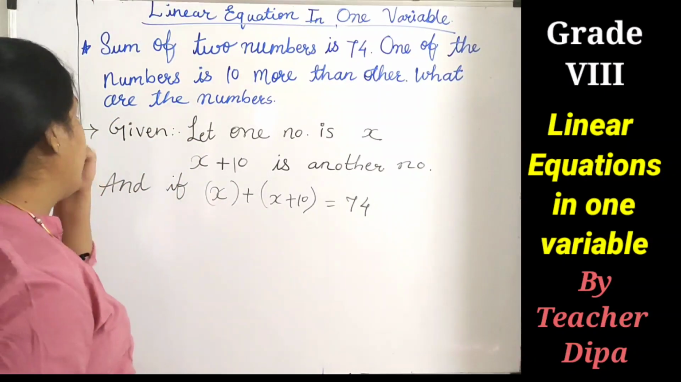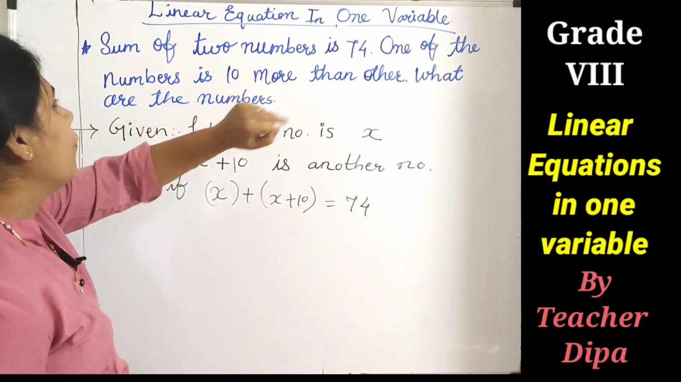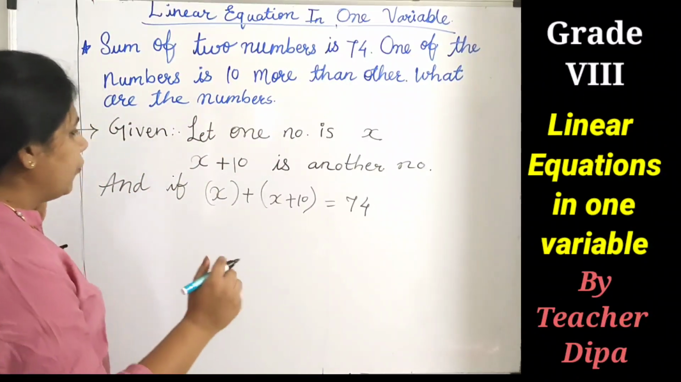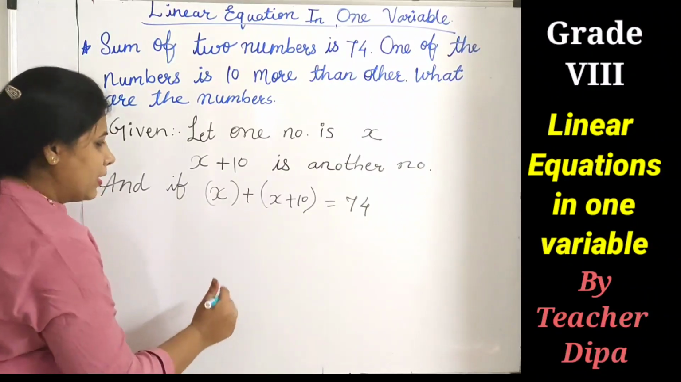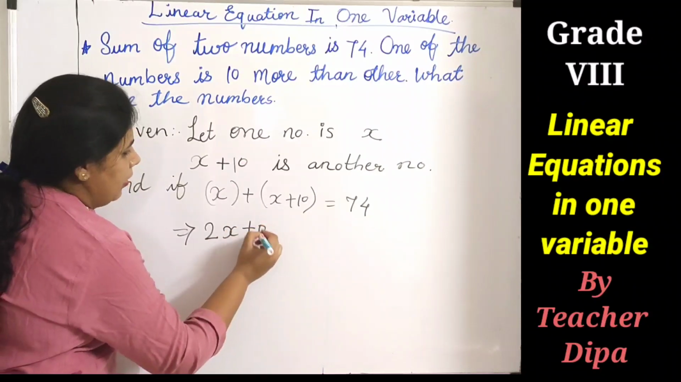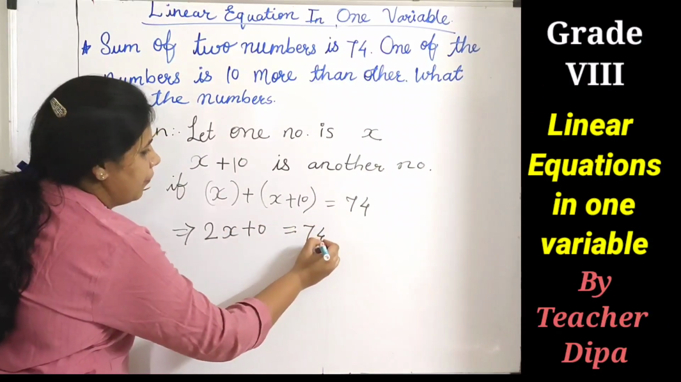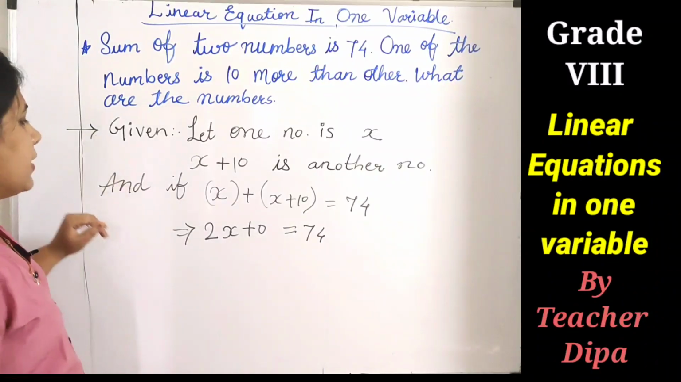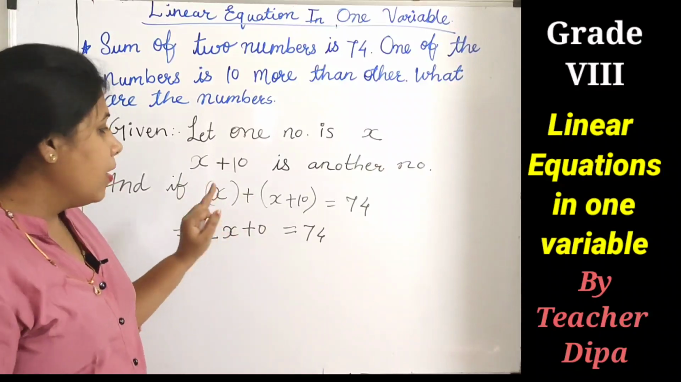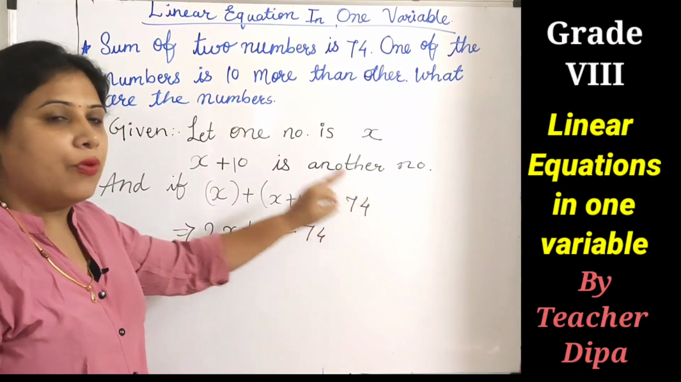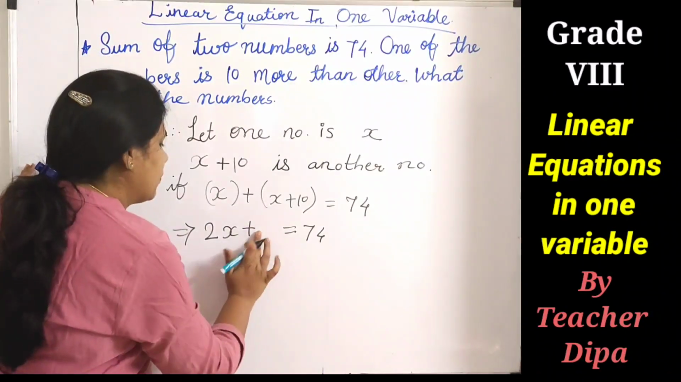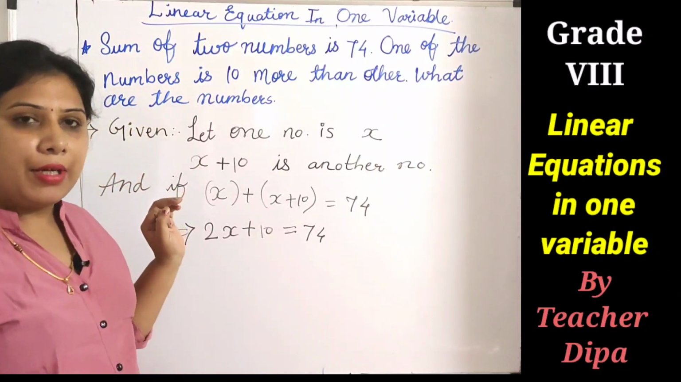So how to solve the sum? Sum of the two numbers is 74. One of the numbers is 10 more than the other. What are the numbers? So for getting that, we have x and x plus 10. So we will get 2x plus 10 is equal to 74. You can simply write the equation x plus x plus 10. By adding these two numbers, we are getting 74. And we got the equation 2x plus 10 is equal to 74.